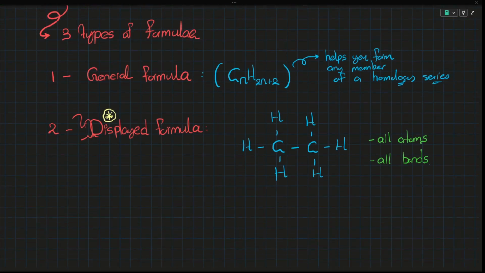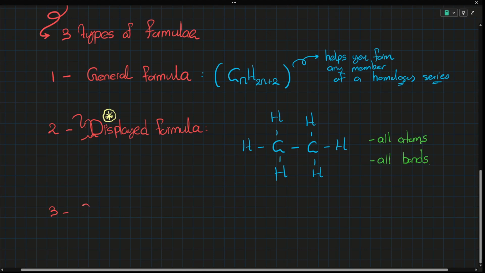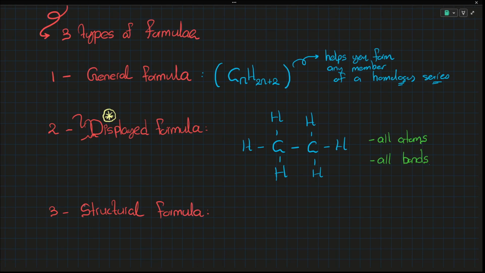And then the third and final type of formula for your syllabus that you should know is something known as a structural formula. Structural formulas are tricky when you're starting off. They're not hard, okay? They're tricky when you're starting. Now, if I take this compound, I'm just going to draw the structural formula of this compound. Take a careful look.